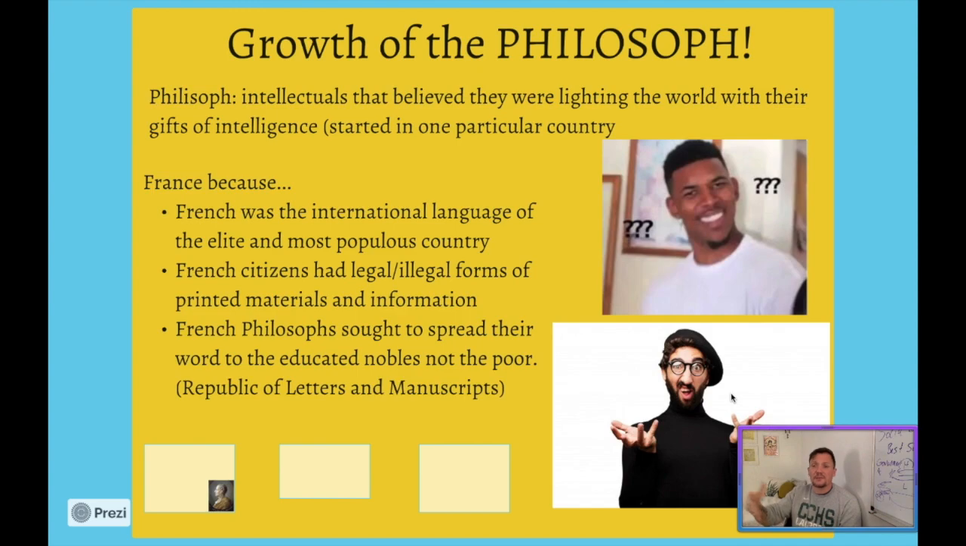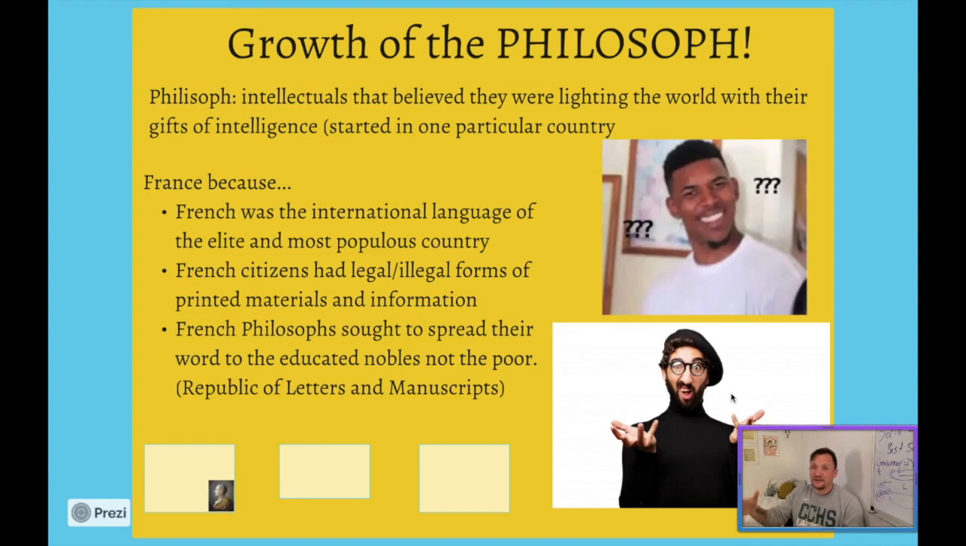Something you need to understand about the 1600s and 1700s is that your access to written material is better than it ever has been. There are chapbooks, novels, poems, and pamphlets running around all over the place by this point. And French philosophers sought to spread their word to the educated nobles, not the poor. This is really, really important.